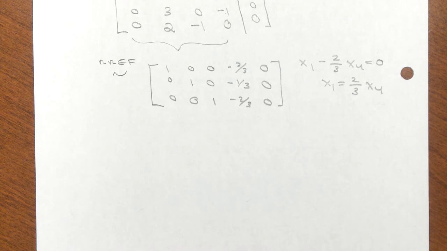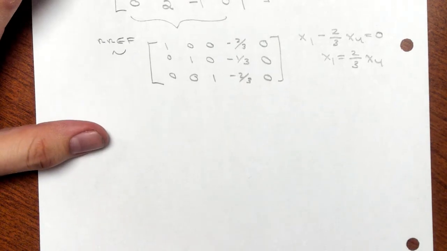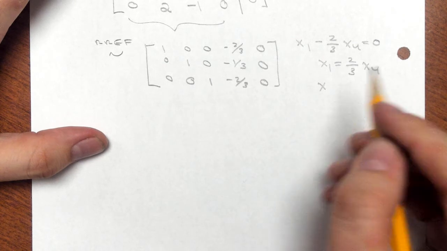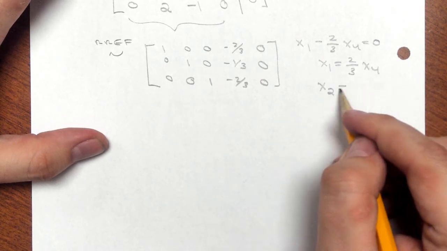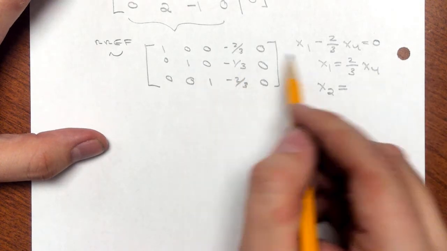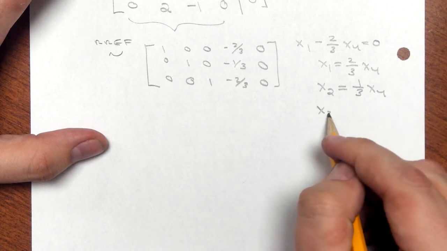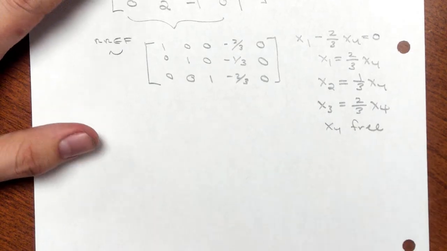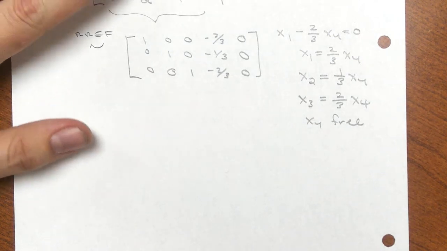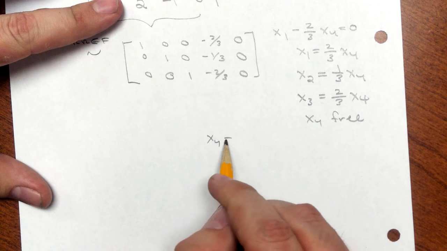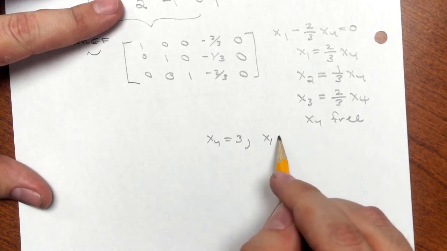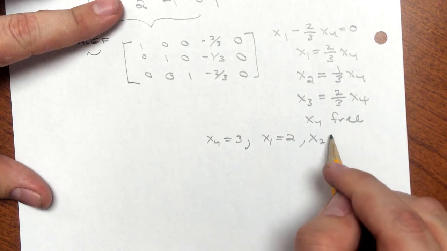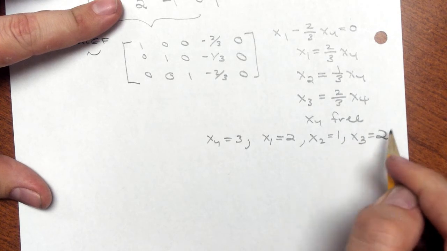So what does this mean? Well, this means that since I want my moles to be integers, I want to pick x4 whereby these will be integers. Since the denominator is 3, the most convenient thing to do is let x4, the free variable, be 3. So I'll write out my full general solution here. X2, I add this over, and it's 1/3 x4. X3 is 2/3 x4. And x4 is free. So I get that solution. Now, as I said, I want these to be integers. So I let x4 equal 3, which then forces x1 to equal 2, x2 to equal 1, and x3 will also be 2.